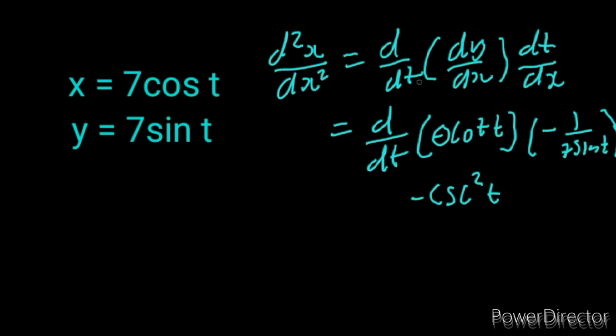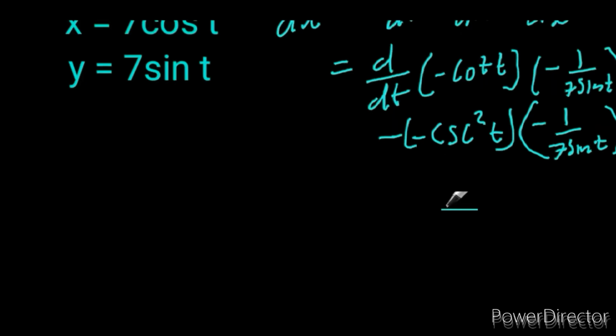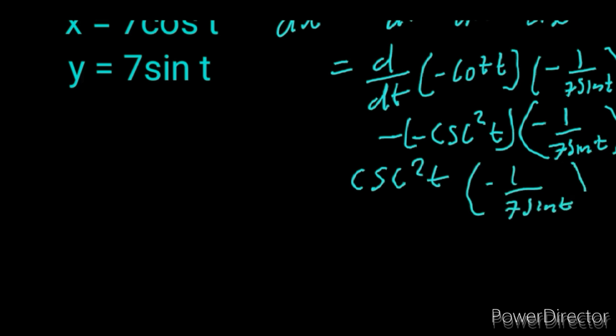Now notice that there is another negative. So if you want to, you can put brackets and put another negative and deal with it later, or you can deal with it immediately and just make it positive. So let's just rewrite this part over here. This is going to be negative 1 over 7 sine t. Notice that this gives us positive, so it gives us positive cosec squared t, multiplied by negative 1 over 7 sine t.